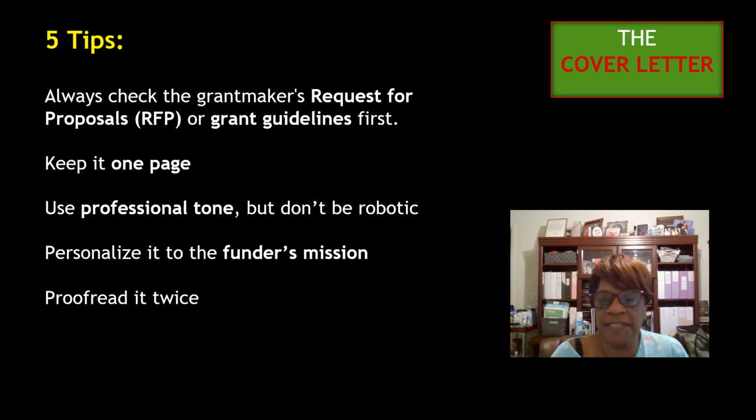5 tips. As you can see, guys, from what I've shown you earlier, it's not just writing it, but making sure how, when, and why you write it, and mistakes that you don't want to make. So here's some tips. Always check the grant maker's request for a proposal or their guidelines first. Always keep an introductory letter 1 page. If you've written one that's 2 or 3 pages, you're now getting into the elements of writing the full proposal.